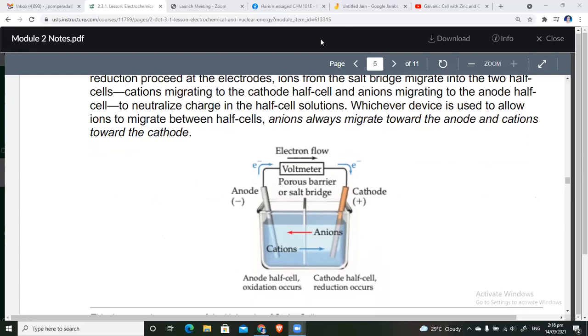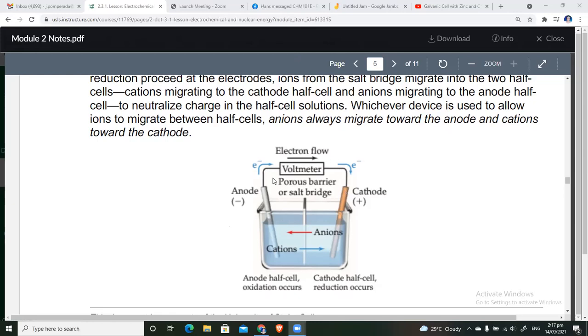The electrons came from where? If it's the flow of electrons that we are following through, the electrons came from where? Is it coming from the anode or the cathode? Chat box? It's coming from the anode. Very good. It's coming from the anode because in the anode, you have the oxidation reaction, and in the process, electrons are given away. So the transfer then of the electrons will be from the anode to the cathode.